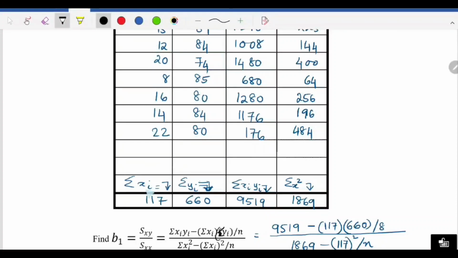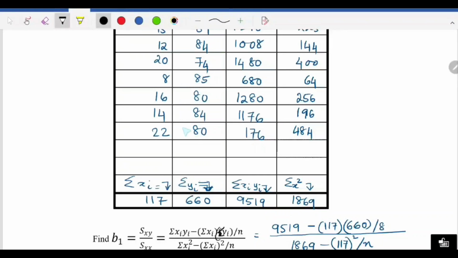So sigma x is 117, sigma y was 660, which we got when we used the defining formula as well. Then sigma x times y is the sum of all the values in the third column, x times y, 9,519. And then the last column summed up is sigma x squared, which is 1869.